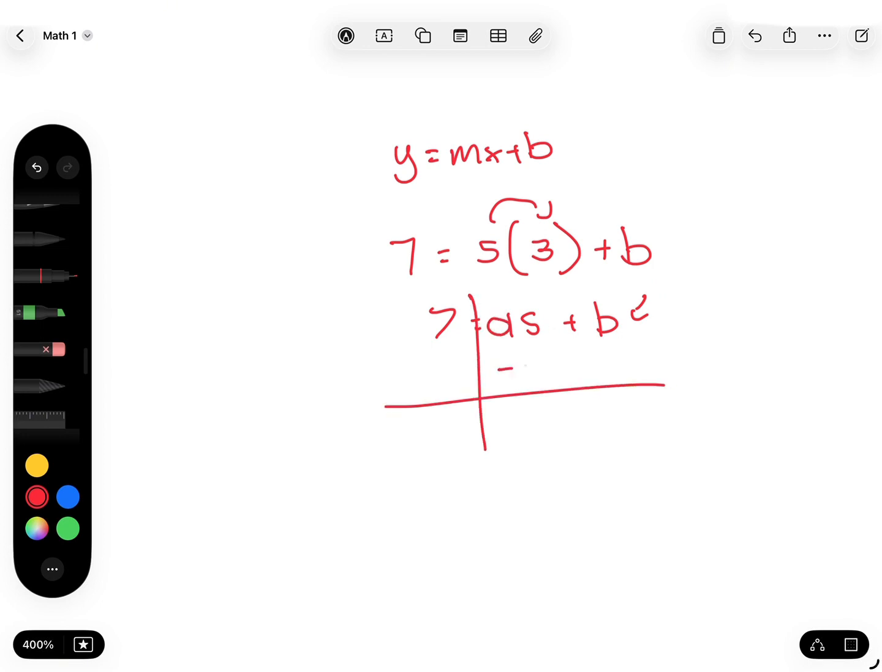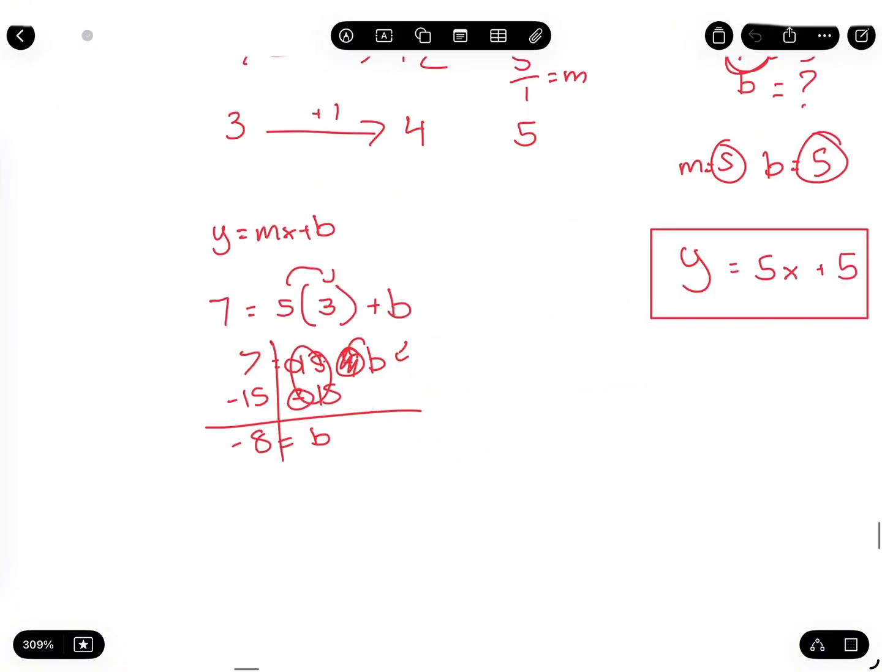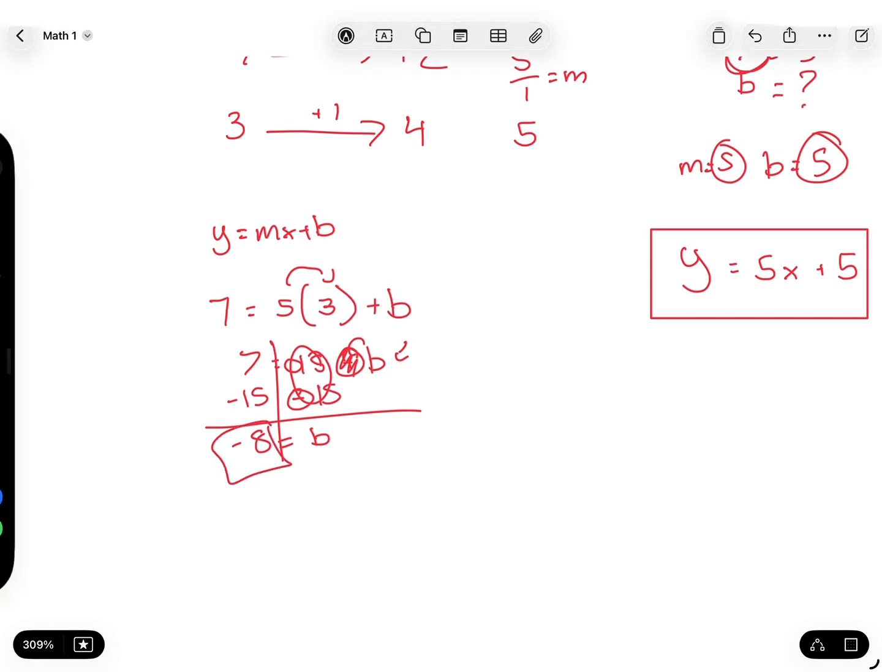Remember, we're dealing with all things away from b. The opposite of being positive is negative. We're going to subtract 15 because we need to make the 0 from both sides. 7 minus 15 is negative 8. So this leaves us with negative 8 equaling b. Just because there's a plus sign here doesn't force b to be a positive number. B can be negative as in this situation.